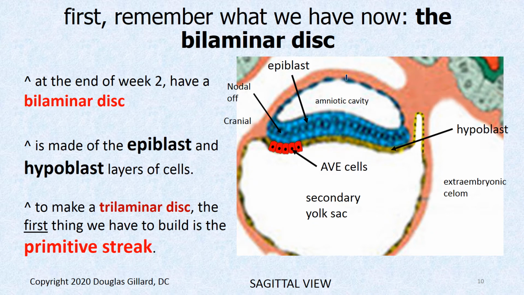So right now, here's our blastocyst. It hasn't formed a primitive streak yet. The primitive streak will be forming right back here in the caudal portion. That's what we're going to form. But right now, it's a bilaminar disc with an epiblast and hypoblast. Amniotic cavity, yolk sac here, really a secondary yolk sac. We formed these special AVE cells, which are going to come into play. We'll talk about what they do today. And then the rest is just hypoblast cells.